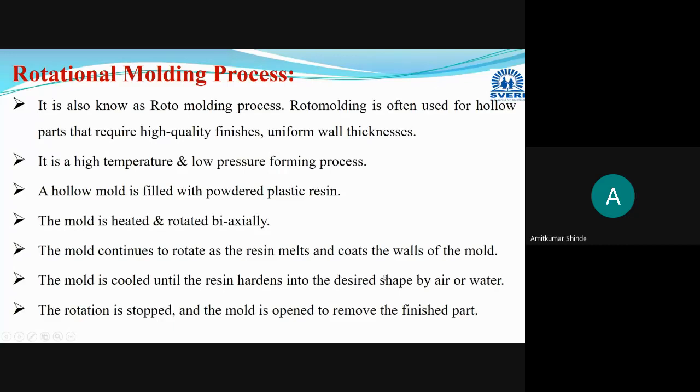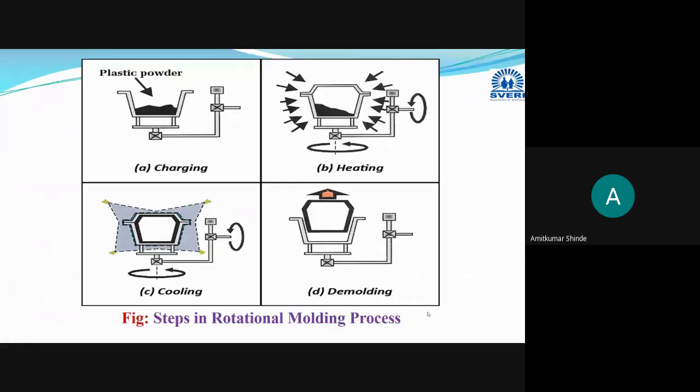Then the mold is cooled until the resin, which is your raw material, hardens into the desired shape. Generally cooling is done by air or water, but largely we go for air cooling only, because due to water cooling some distortion and changes in final dimensions may occur. That's why water cooling is generally avoided. Air cooling is used. Then rotation is stopped and the mold is opened, and the final finished part is obtained. These are the steps involved in the rotational molding process.